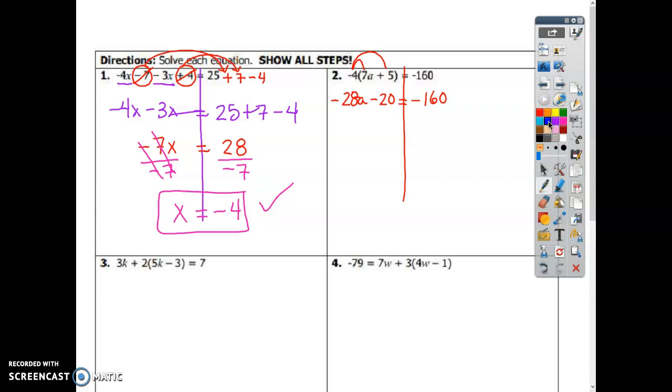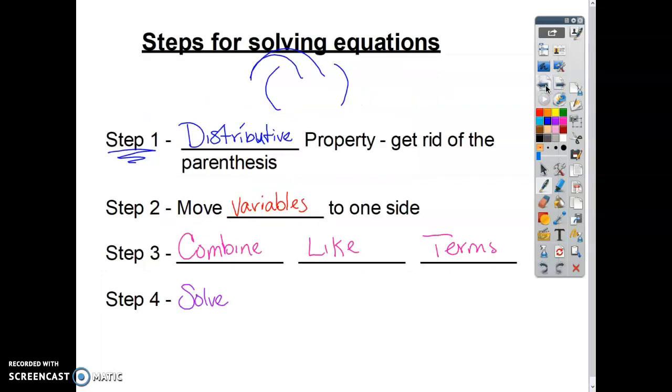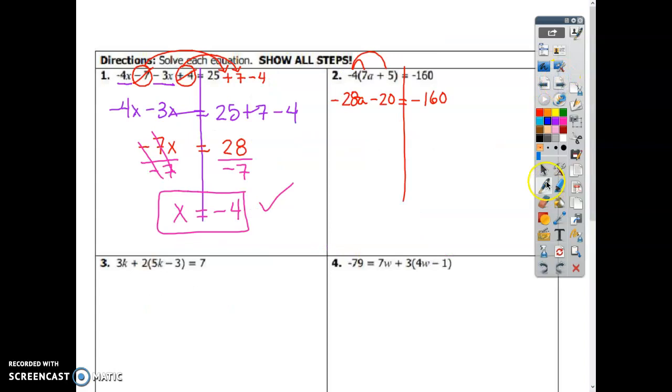Step number 2. You should have this in your notebook. Step number 2, move the variable to one side. Well, I already have the variable by itself here, so I just need to move this away from it. So I'm going to move it to the other side, change the sign, so it becomes plus 20. So you can get rid of it.